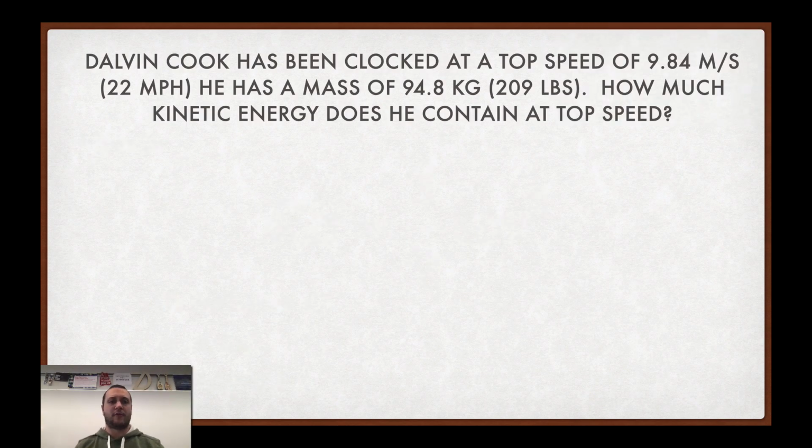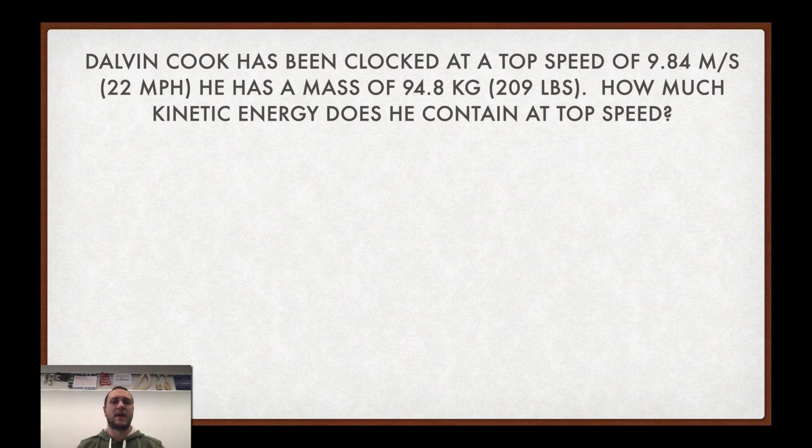So, an example for you. Dalvin Cook, running back for the Minnesota Vikings in the year of 2020, has been clocked at a top speed of 9.84 meters per second or 22 miles per hour. And he has a mass of roughly 209 pounds, so 94.8 kilograms. How much kinetic energy does he contain at top speed? Pause the video, take a moment and solve this, and then come back to see the solution.